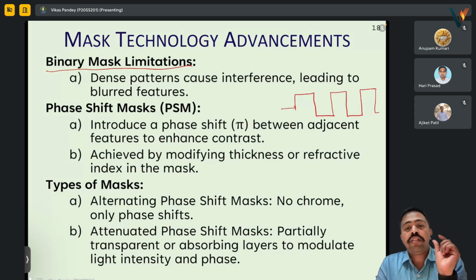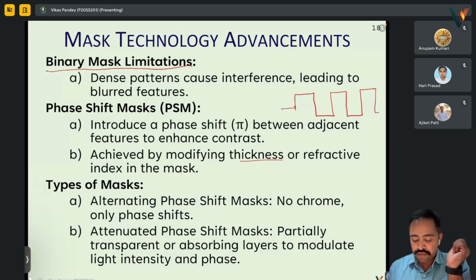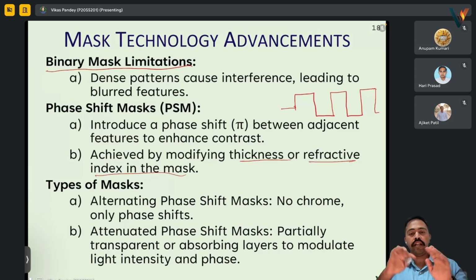And how is this achieved? This is achieved by modifying the thickness or the refractive index of the mask. So we will not have a uniform thickness throughout the mask. At one place thick, then less thick, thick, less thick, like adjacent patterns. You see this in some window glasses also, where these kinds of patterns are used nowadays to reduce the diffraction coming from the sunlight. There can be two types of phase shift mask.